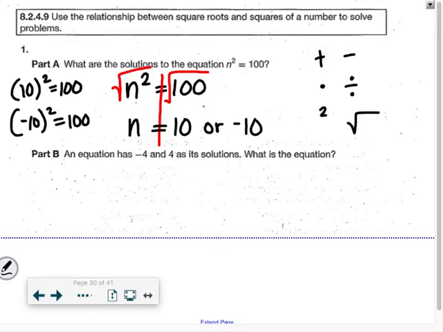Part B. An equation has negative 4 and 4 as its solution. What is the equation? Well, negative 4 and positive 4, if you follow what we had for our first equation, I'm going to use the same variable then, so n squared equals 16 would be our equation. The square root of 16 is 4 or negative 4.